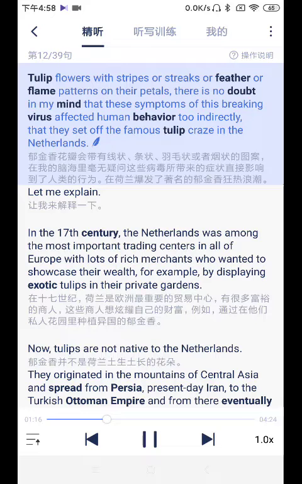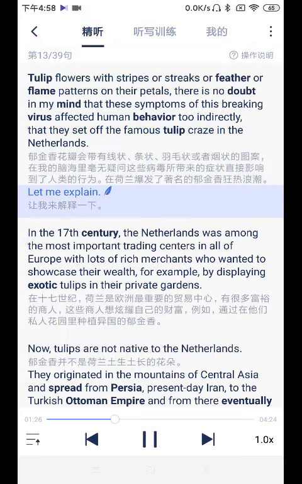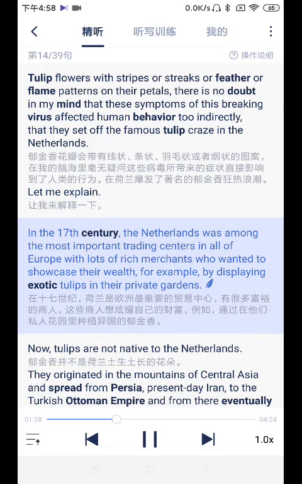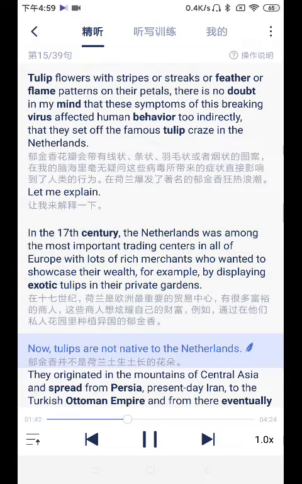There's no doubt in my mind that these symptoms of this breaking virus affected human behavior too, indirectly, that they set off the famous tulip craze in the Netherlands. Let me explain. In the 17th century, the Netherlands was among the most important trading centers in all of Europe, with lots of rich merchants who wanted to showcase their wealth, for example, by displaying exotic tulips in their private gardens. Now, tulips are not native to the Netherlands.